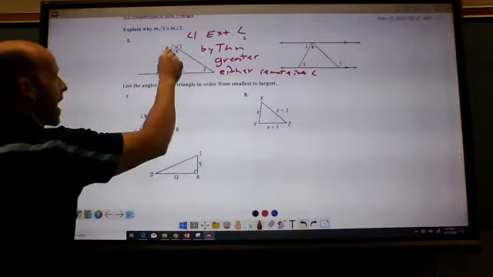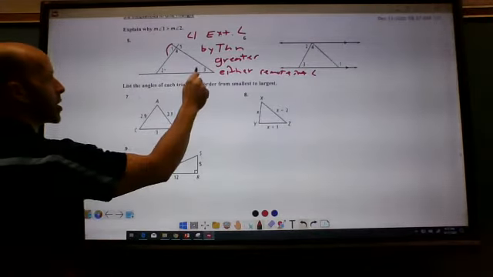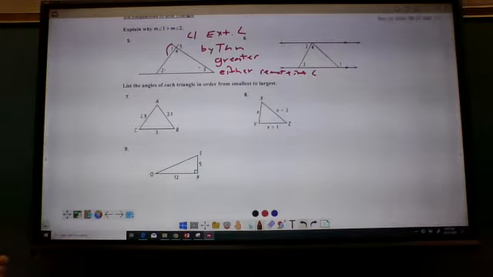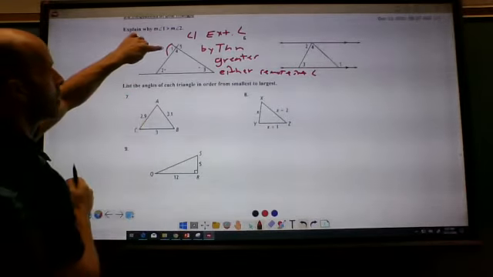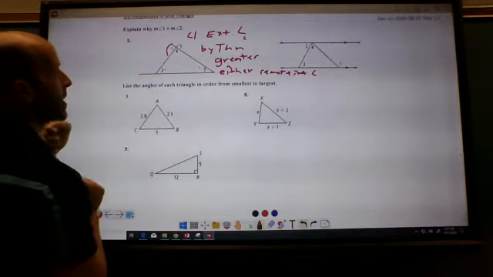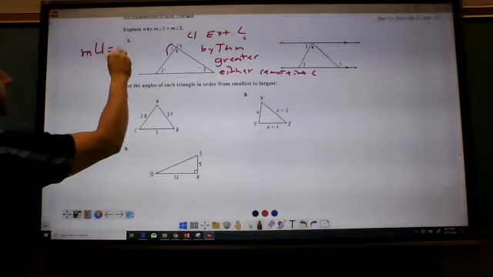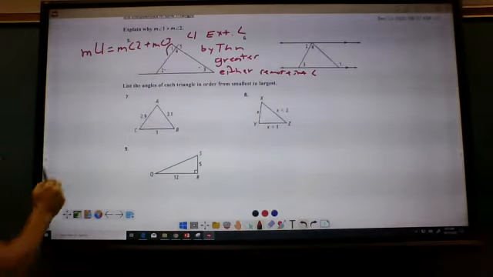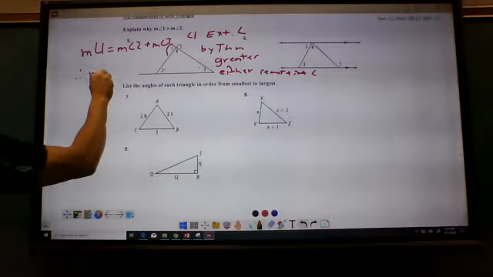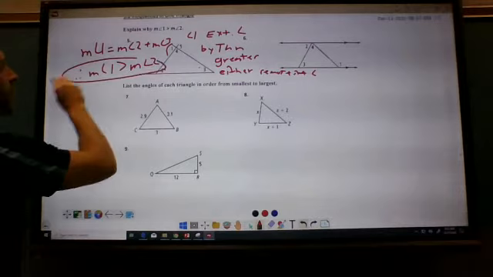In other words, angle 1, this guy up here, has to be bigger than this one. It also is bigger than that one. And the reason that we know that is, if you remember from the past, we learned that angle 1 is equal to angle 2 plus angle 3. So the measure of angle 1 has to be equal to the measure of angle 2 plus the measure of angle 3. So therefore, the measure of angle 1 has to be greater than the measure of angle 2. So that's the reason why.